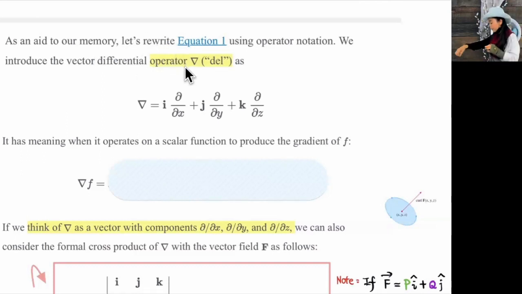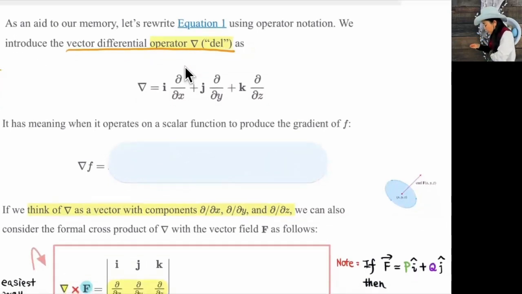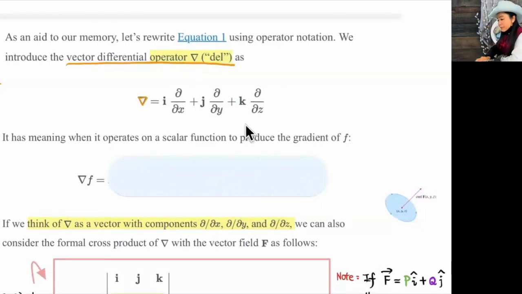Do you remember the differential operator we have in one-dimensional calculus? At that time, that was d/dx, the differential operator for one-dimensional calculus. But today, we have this vector differential operator called del. You can see some similarity between them, so try to relate them and think about it that way. This del over here is defined to be this way.